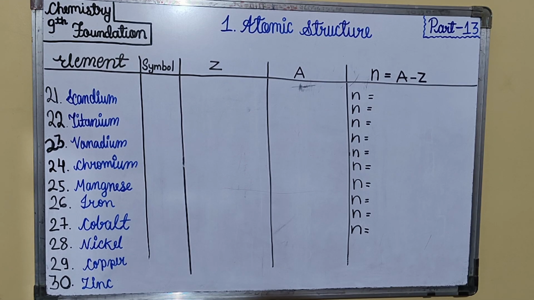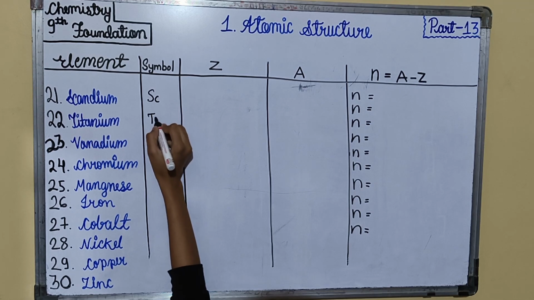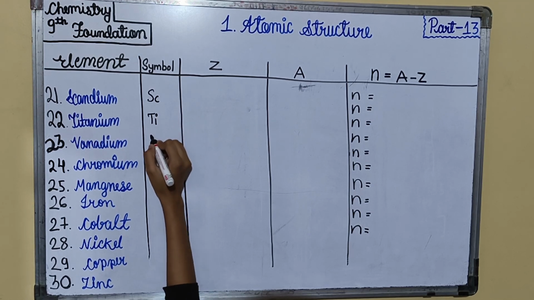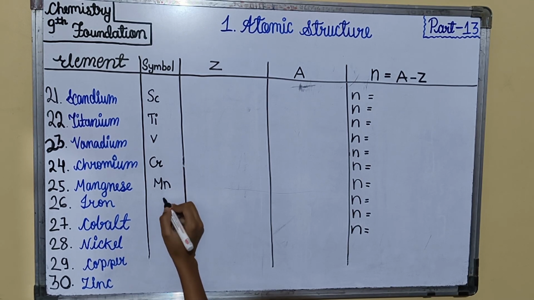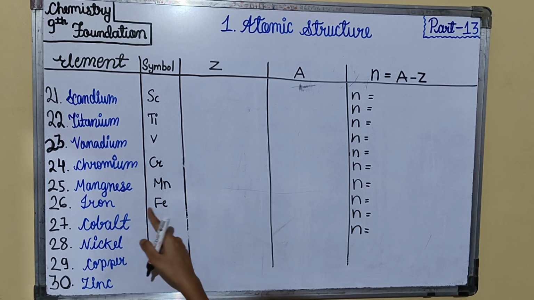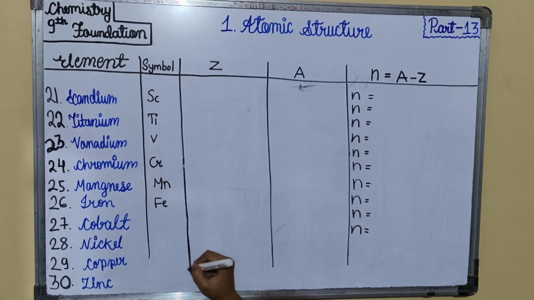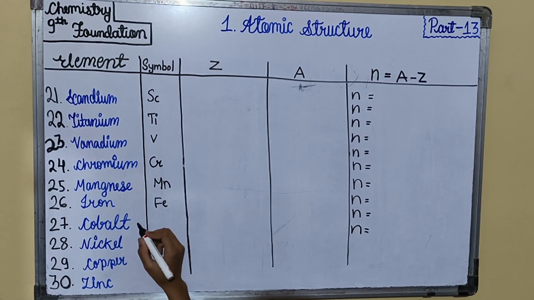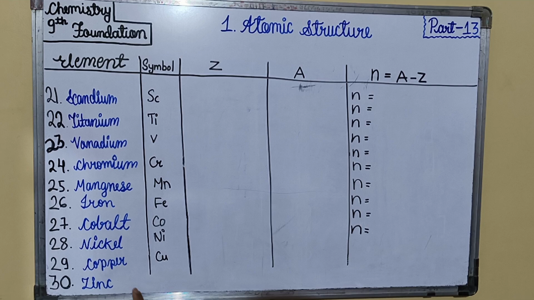Symbol of scandium is Sc. Symbol of titanium is Ti. Symbol of vanadium is V. Symbol of chromium is Cr. Symbol of manganese is Mn. Symbol of iron is Fe because it is derived from Latin word ferrum. Cobalt is Co. Nickel is Ni. Copper is Cu because it is derived from Latin word cuprum. Zinc is Zn.